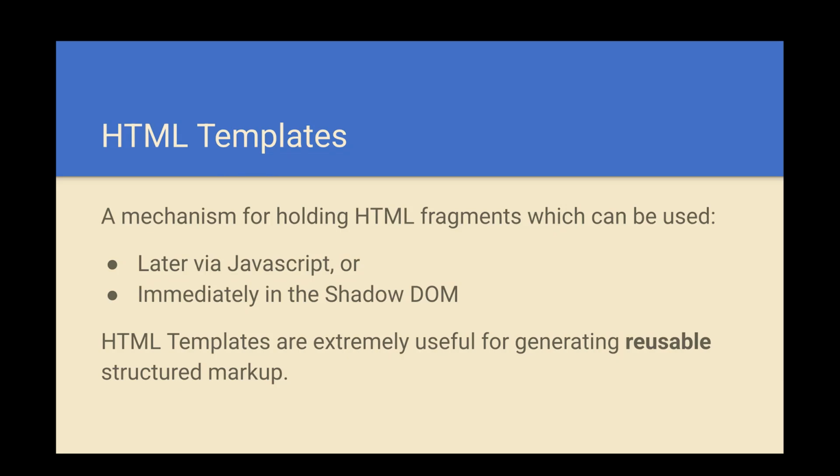HTML templates is a way for you to bundle a set of HTML fragments, so not an entire HTML DOM tree, but maybe you want a div, and then inside the div you want to put certain elements, and you can bundle those into a template, so it's reusable. And then you can use it in one of 2 ways. You can either use it using JavaScript that you also bundle as part of the element, or you can use it immediately in the shadow DOM, and we'll talk about how you use that immediately in just a few minutes. So the HTML templates are useful for making those reusable structured markup templates that inherently become part of a web component.